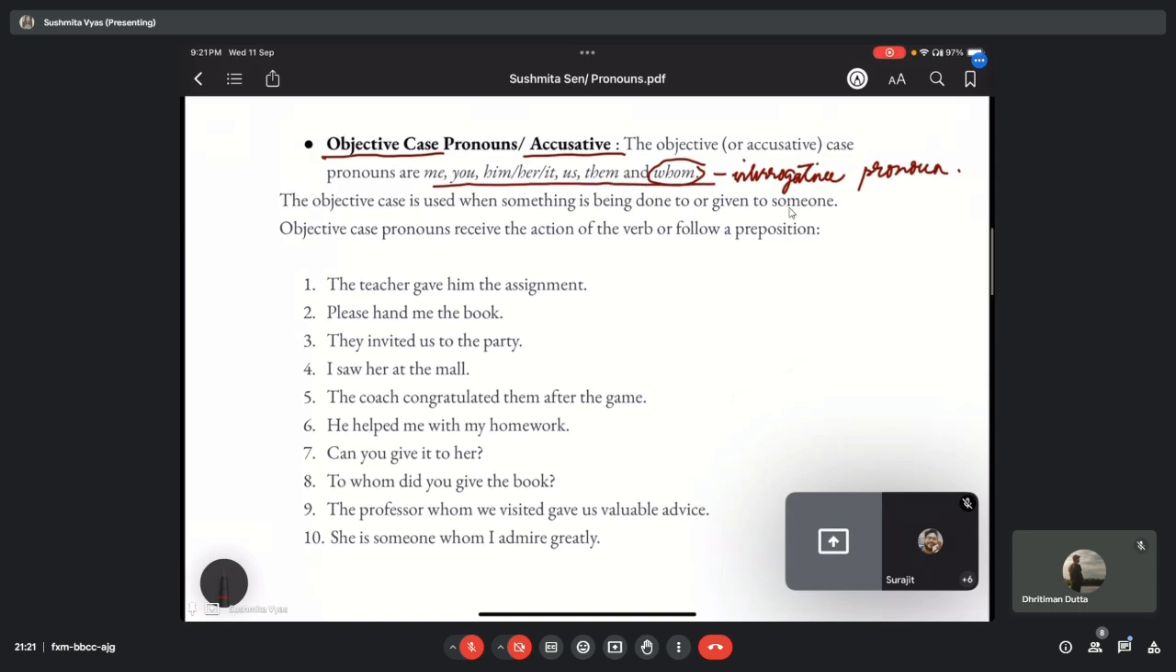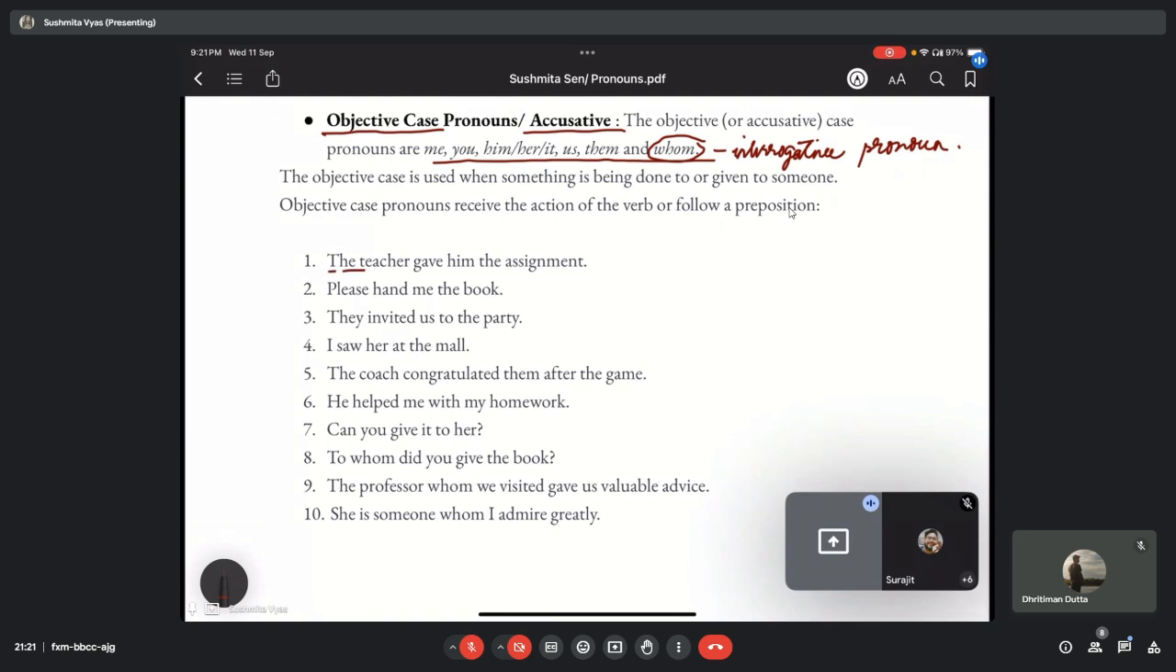Okay. The teacher here is the subject, right? Him is the object. So him will be the objective case pronoun here. Again, please hand me the book. Here, me is the object. You're asking someone else to do it for you, right? So me is the object. They invited us to the party. Us is the object here.